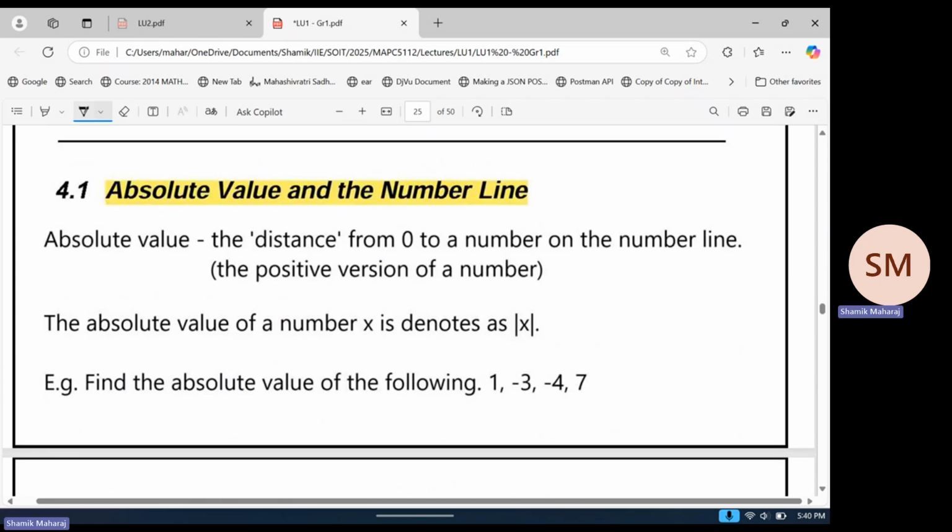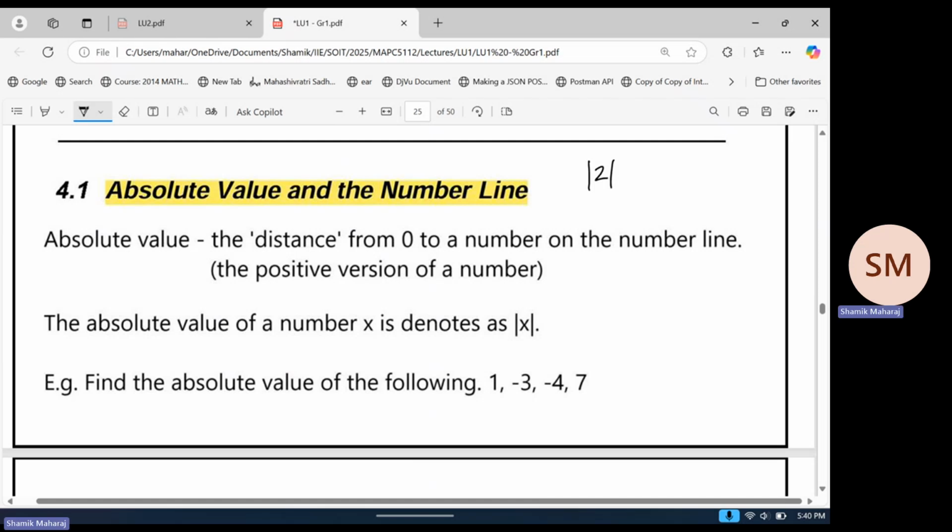Absolute value on the number line. So I think everyone knows what a number line is, but we use it here to define an absolute value. So if you haven't seen an absolute value before, it looks like this. I'll give you an example to define it. If we want the absolute value of 2, it's just a 2 in these two sort of like straight brackets.